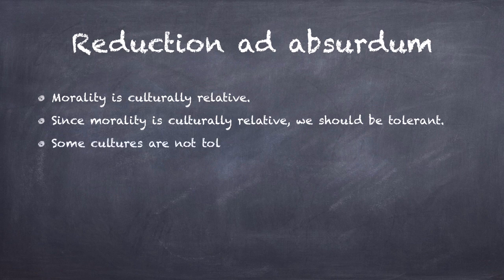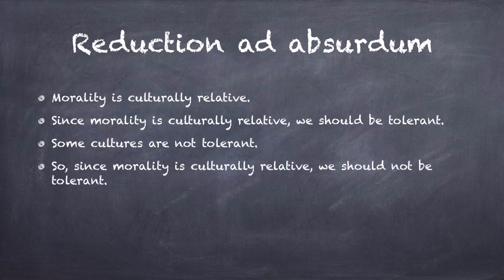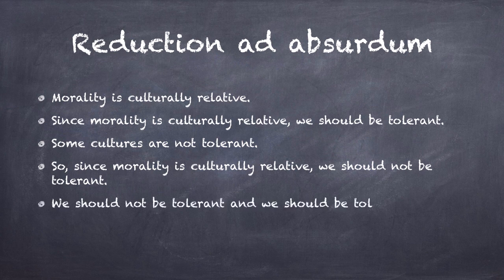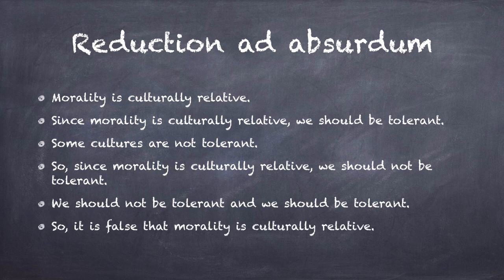However, there's a snag. Some cultures are not tolerant. So since some cultures are not tolerant, we need not be tolerant in that culture. That is, some cultures demand intolerance. Ours is one of them, by the way. There are some practices, such as polygamy, that we do not tolerate. So as a consequence, we should be tolerant of other cultures since every culture's moral code is right, and we should be intolerant of other cultures since our culture demands it. So we infer that cultural relativism is false.